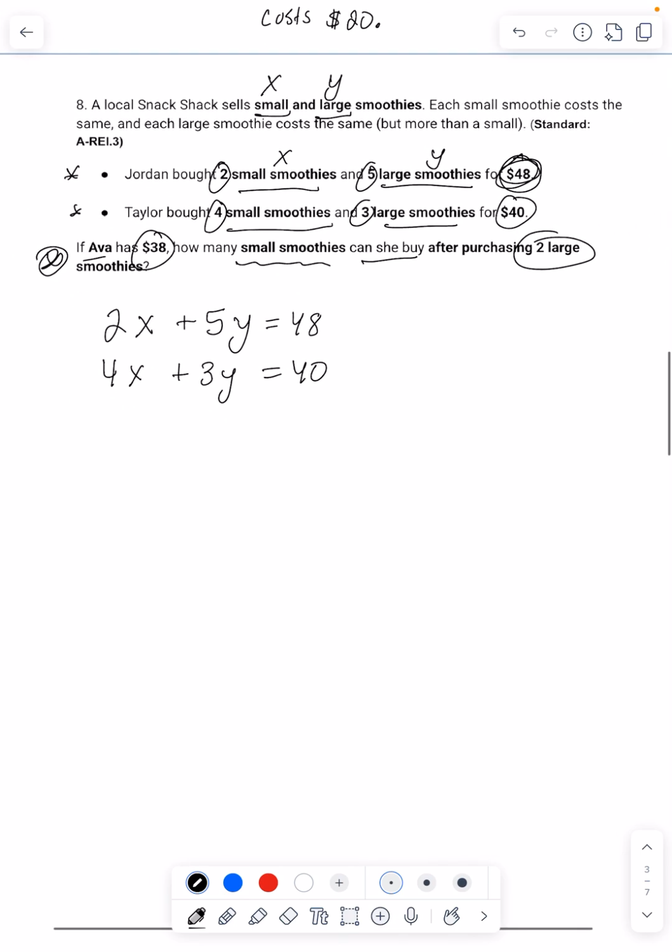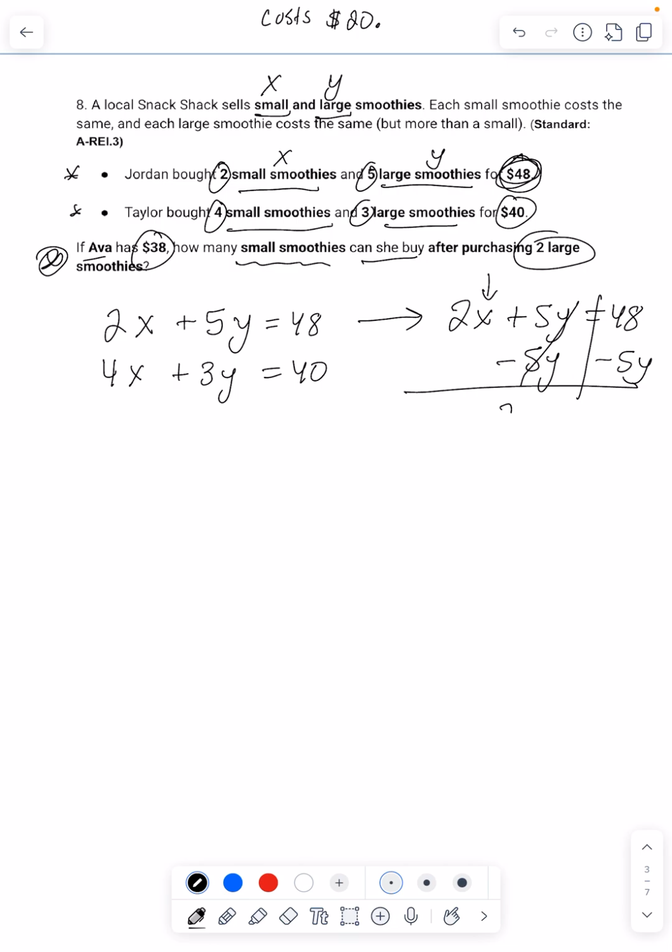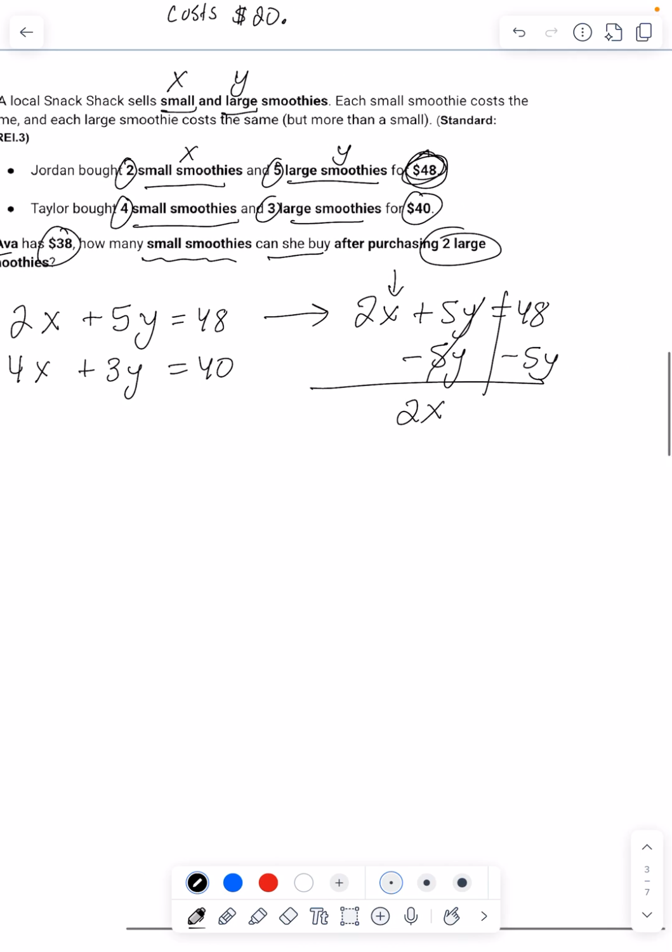In order for us to use substitution, we have to have one of the equations solved for x or for y. So we first have to manipulate one of these equations. I'm going to choose the top one: 2x plus 5y is equal to 48. I'm going to solve for x, so I have to move this 5y to the other side. Minus 5y to both sides to get 2x is equal to 48 minus 5y. Divided by 2 to each term.